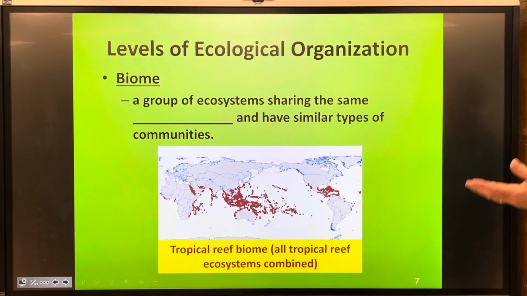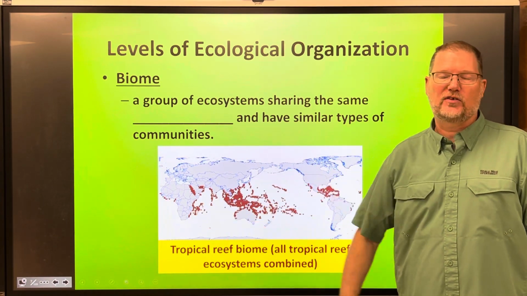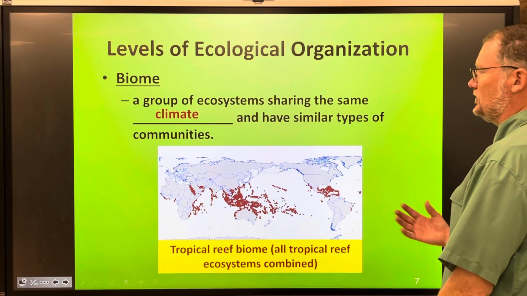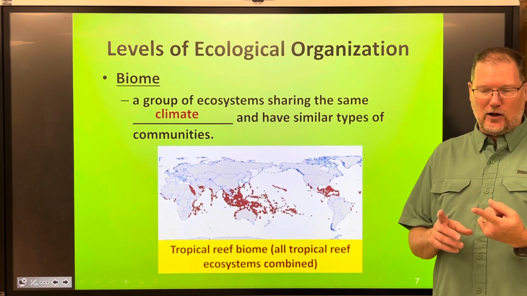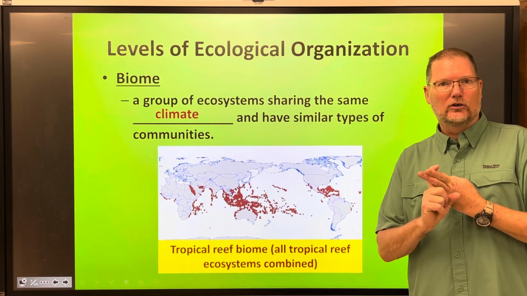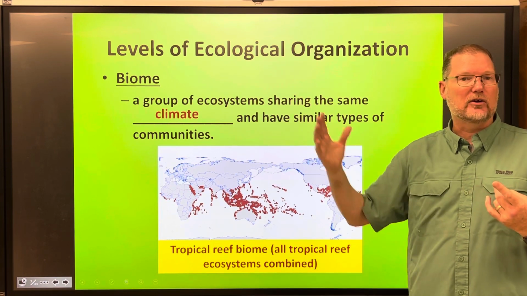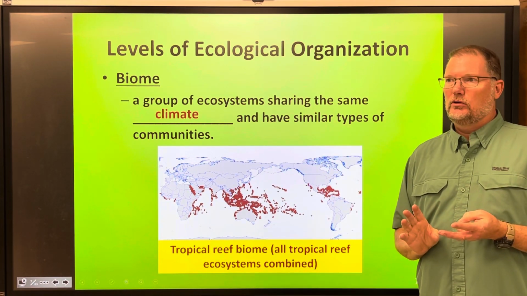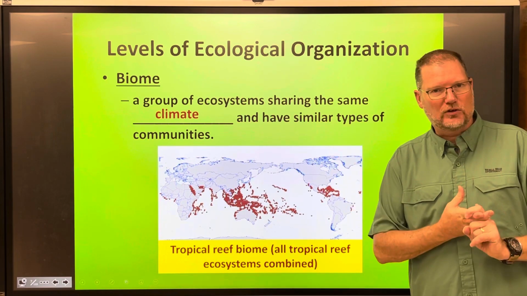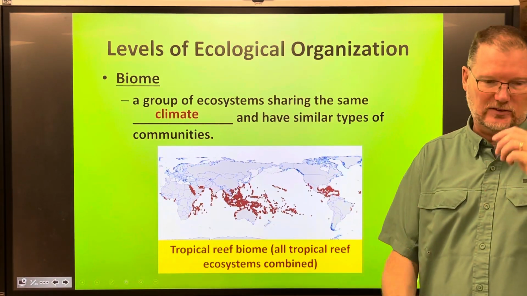Then the next level up is a biome. So now you've got the coral reefs across the entire surface of the planet. And that would be a biome, a group of ecosystems that share the same climate and have similar types of communities. So the other types of biomes would be taiga forest or boreal forest, a forest that's up in northern Canada, okay, and Siberia and places like that. You could do tundra, estuaries, deserts, deciduous forests. Those are forests where the leaves fall, turn colors in the fall, and they fall every year, okay? So those are some examples.